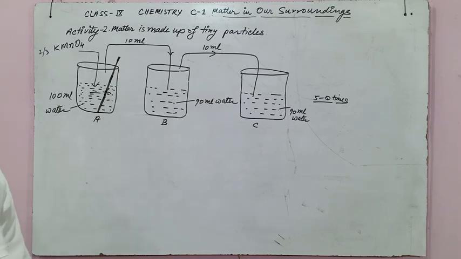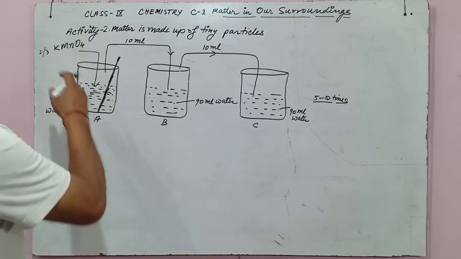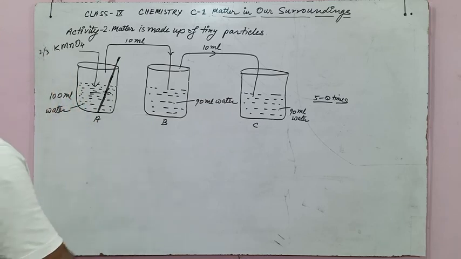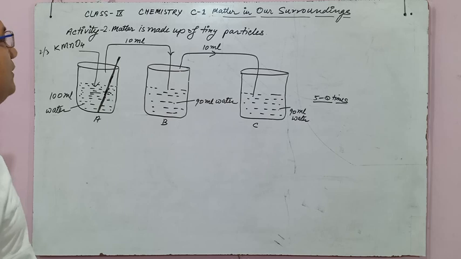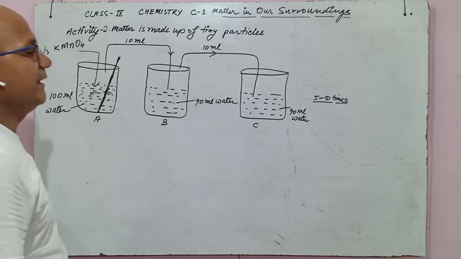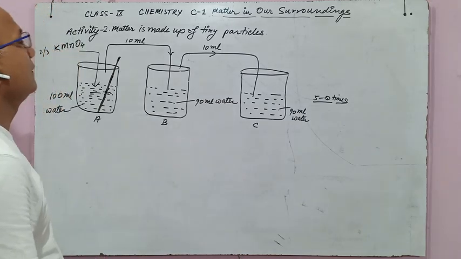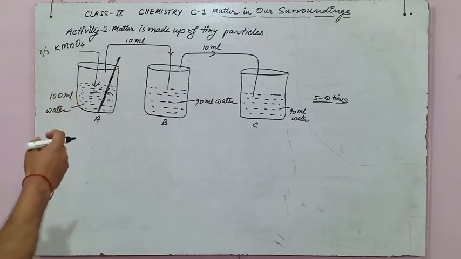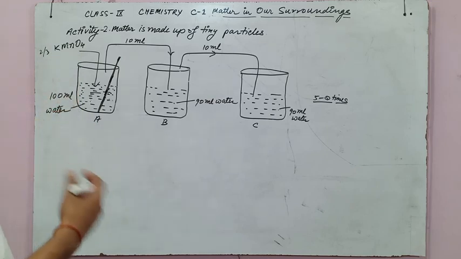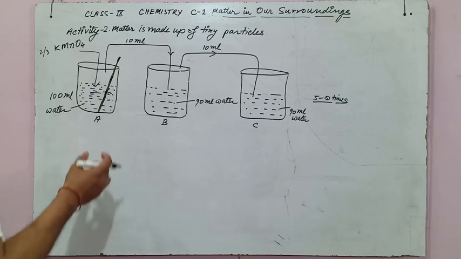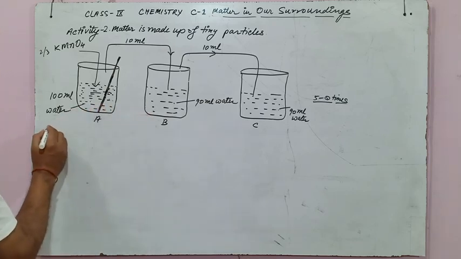So from this activity we can conclude that just one crystal, 2-3 crystals or a few crystals of potassium permanganate can color many liters of solution, and it means just one crystal contains millions of tiny particles. So we can note it in this way.